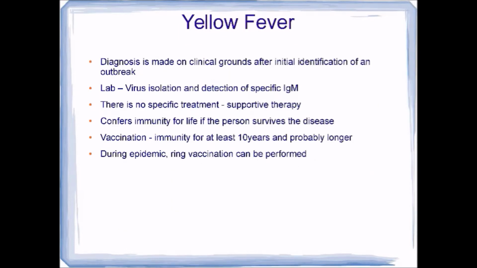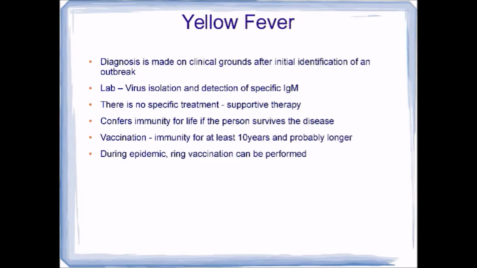Yellow fever is another mosquito-borne disease to be discussed here. The diagnosis is made on clinical grounds after initial identification of an outbreak. The virus can be isolated from the blood in specialist laboratories. Specific IgM in early sera or a rising titre in paired sera can be of value, but cross-reactions can occur with other flaviviruses. There is no specific treatment, but supportive therapy is given to combat shock and renal failure. One attack of yellow fever confers immunity for life, if the person survives the disease.